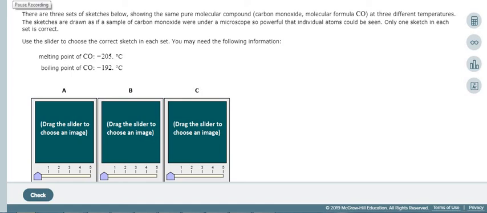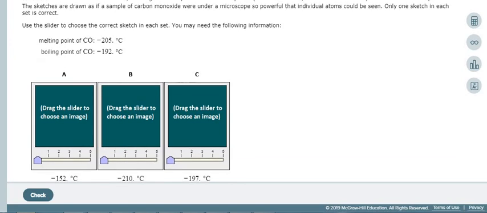Okay, here's an Alex problem that's talking about different phases of matter and what's the organization down at the atomic level at different temperatures. It's using carbon monoxide in this case, and it's saying if we had this super powerful microscope that we could even see individual atoms, what would they look like at different temperatures? And so that's what it's asking us to recognize and understand.